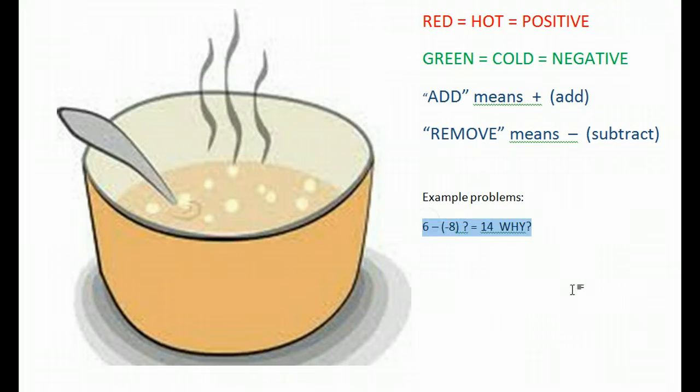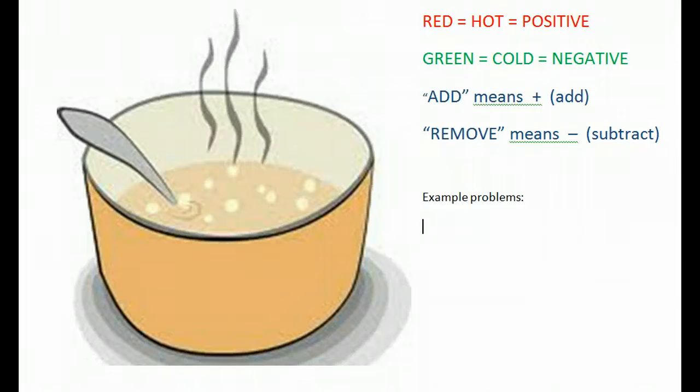So, here we go. Some ground rules. Well, here's the basic idea. First of all, we're saying that there are some chefs in the future, and they make soup. They raise and they lower the temperature of it by putting in hot and cold cubes. So the red cubes are hot. They raise the temperature. They're positive. The green cubes are cold. They're negative. When we see the word add, it means that we add, of course. When we see the word remove, it means we subtract.